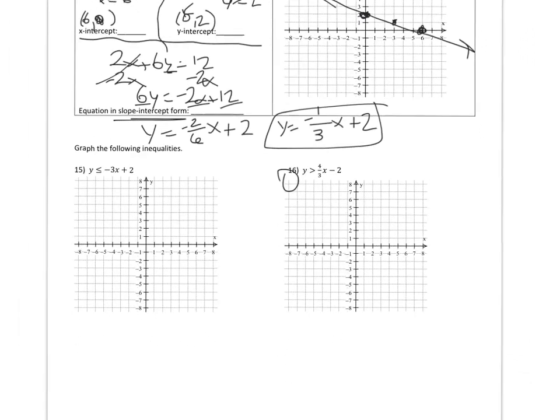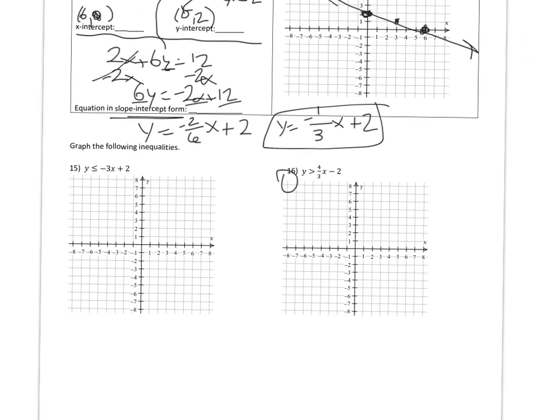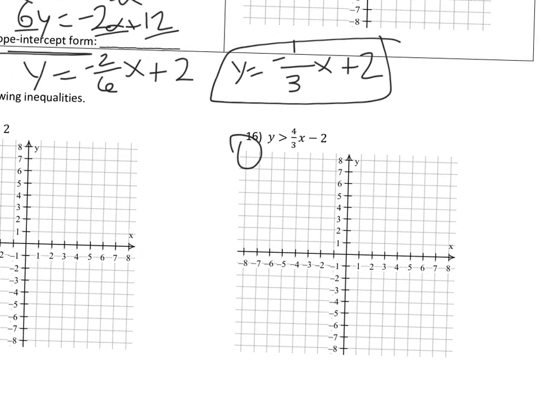Okay, last question, guys, number 16. y is greater than 4/3 x minus 2. We'll plot the points first, so start at negative 2. Then apply the slope up 1, 2, 3, 4, 1, 2, 3. We have our points. If you want to do another one, you can go down 4 to the left 3. Oh, that's too far.